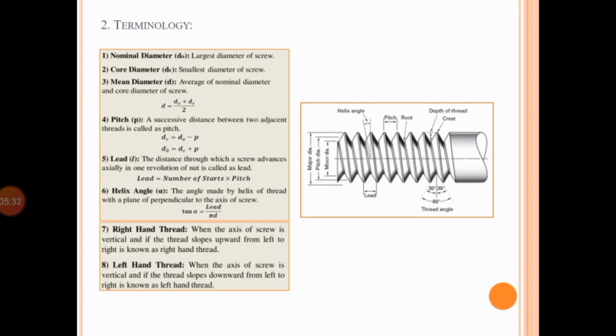Then mean diameter, which is simply the average of the outer and inner diameter, so do plus di upon 2. Then pitch. The term pitch is very famous, and you can also find it in some other machine component parts, like gears.